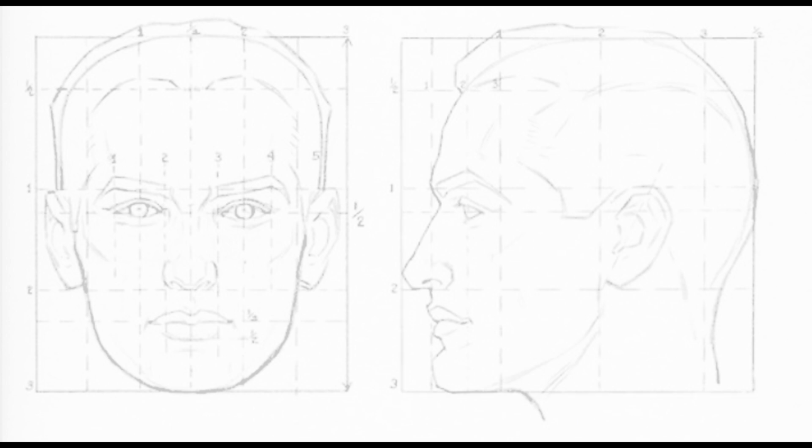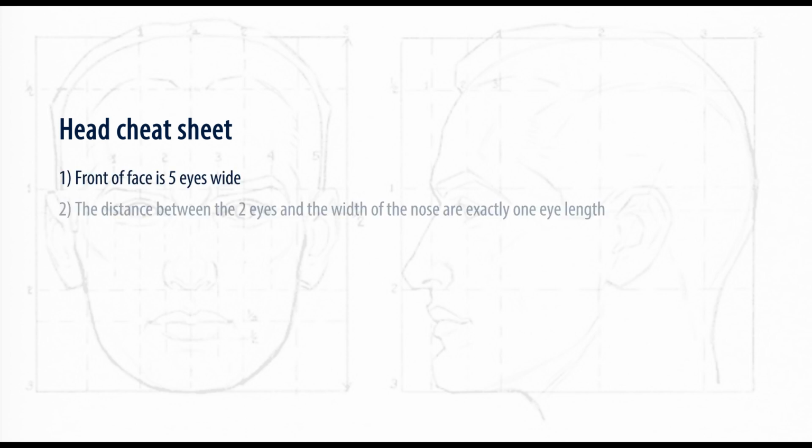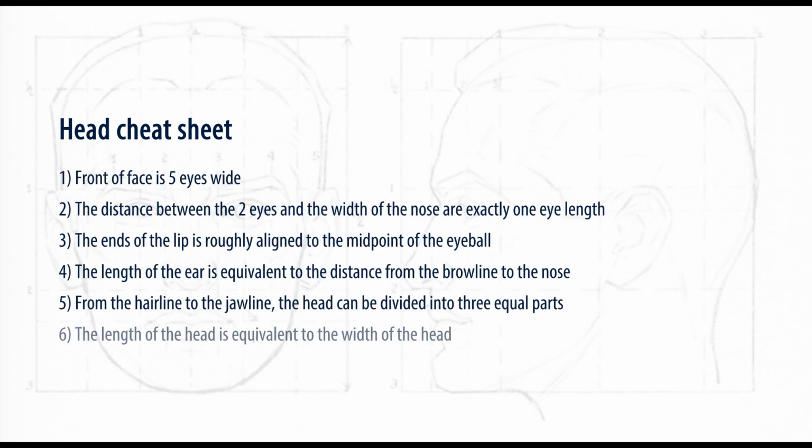These are the summarized points compiled conveniently into a cheat sheet. Now you should try to memorize these basic 6 points, as it will help you tremendously when it comes to drawing the human head and designing your own characters in the future.